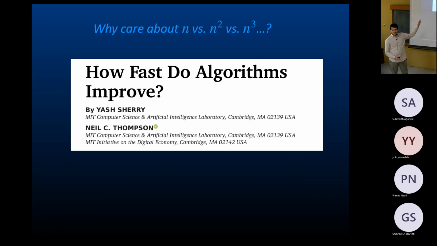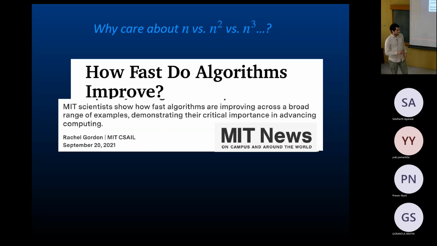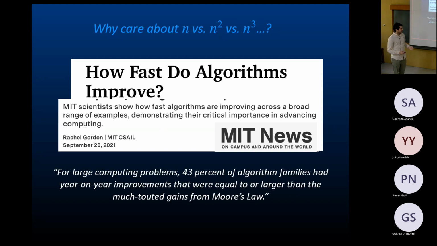So there's this recent empirical study by some people from MIT about how important algorithms are for progress in technology. It's kind of a strange paper, and this is what the MIT News says about it: that these scientists show that faster algorithms are critically important for advancements in computing. Here's a quote from the paper.